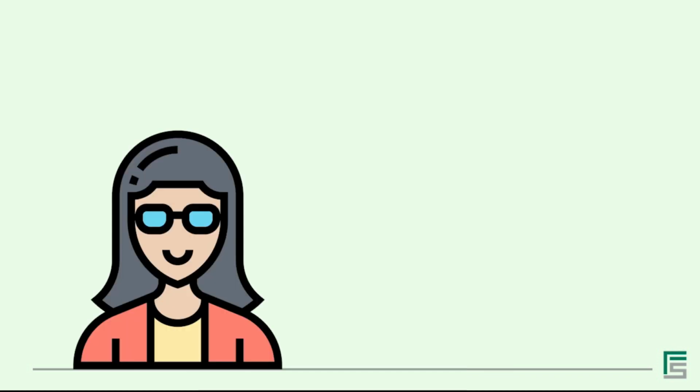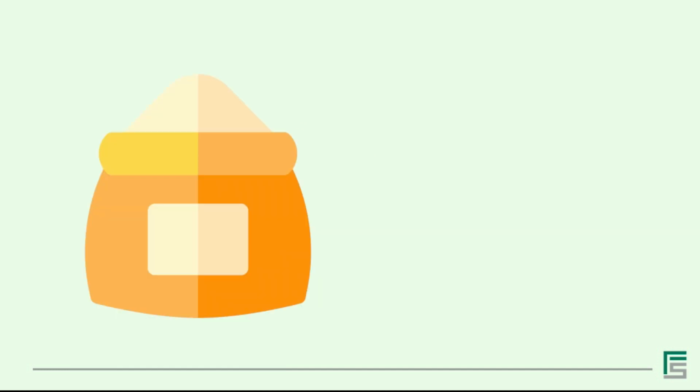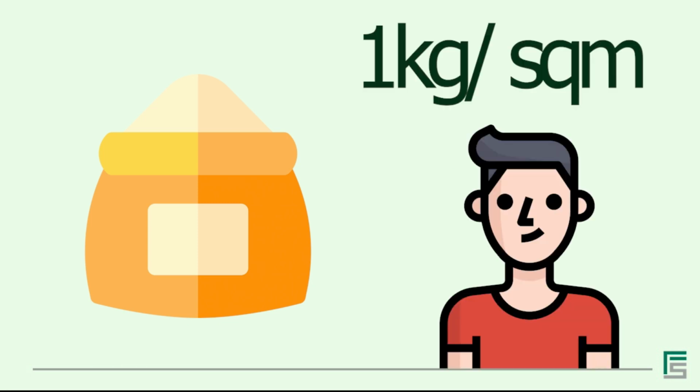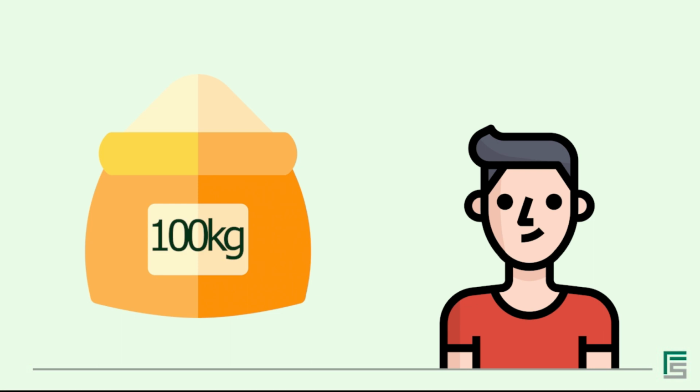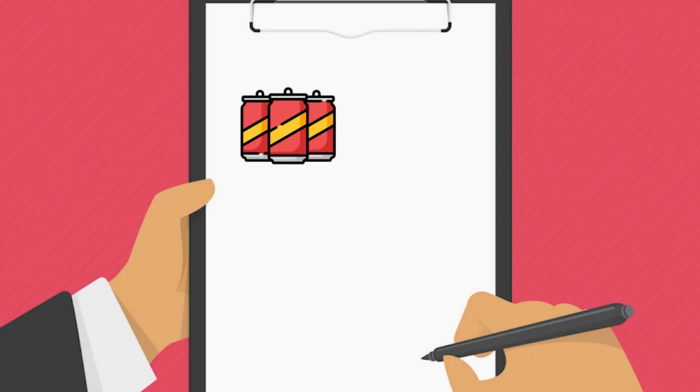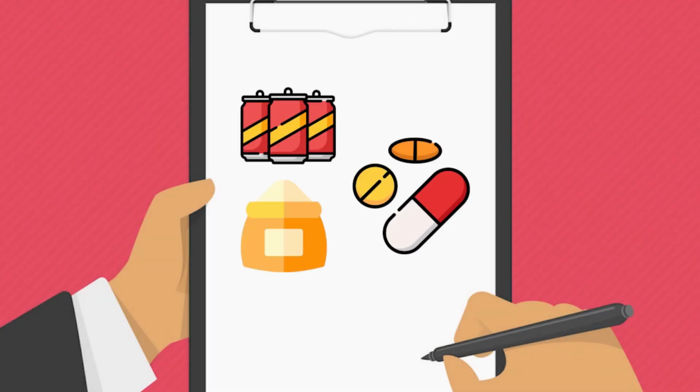Now, you might be asking what the benefit for Mahima is here. Let's say 1 year from now, 1 kg of rice is sold at 20 taka. And Ishmam produced 1 kg of rice per square meter, which equals 100 kg of rice. So, after buying from Ishmam, Mahima sells the rice in the market and earns 2000 taka, making a profit of 500 taka.